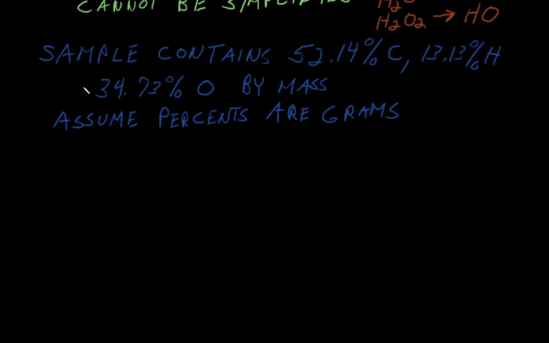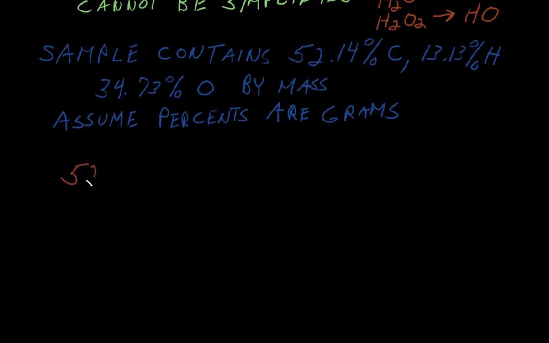So essentially we've got 52.14 grams of carbon, 13.13 grams of hydrogen, and 34.73 grams of oxygen. And we can't work with grams, we can only work with moles, so we're going to change all these to moles. So let's look at our first one here, which is carbon.